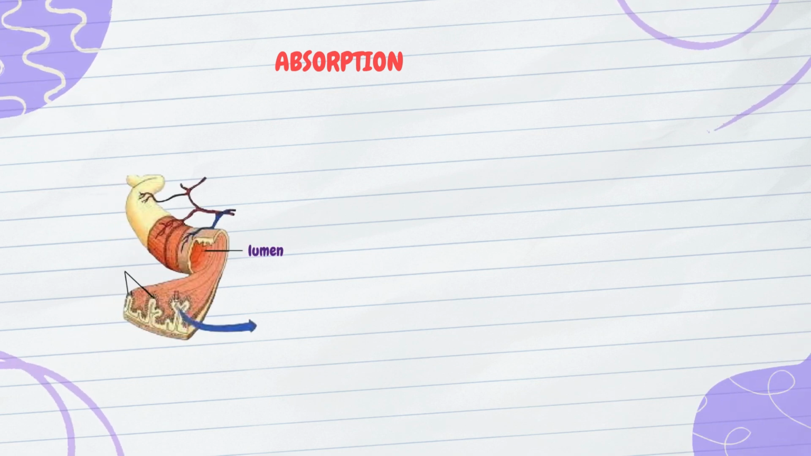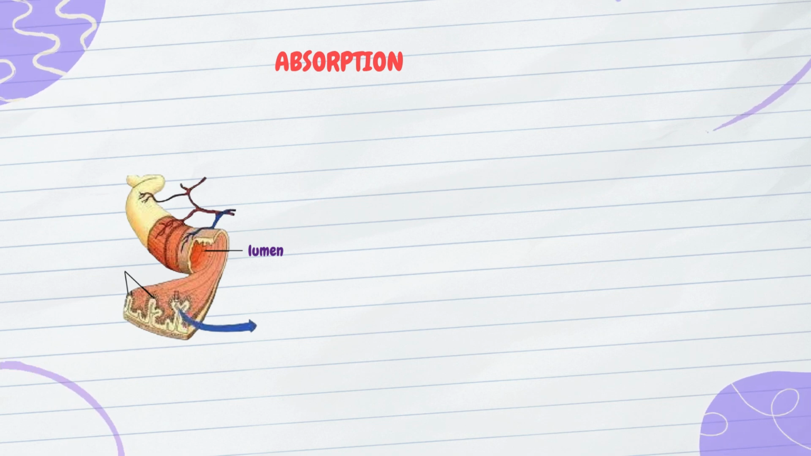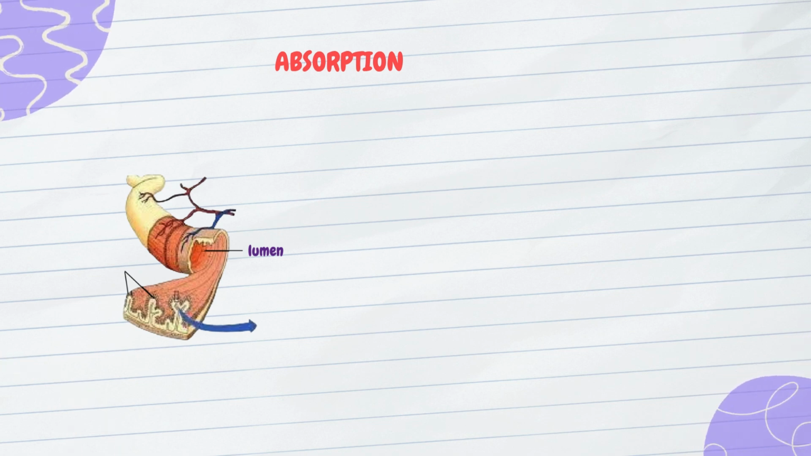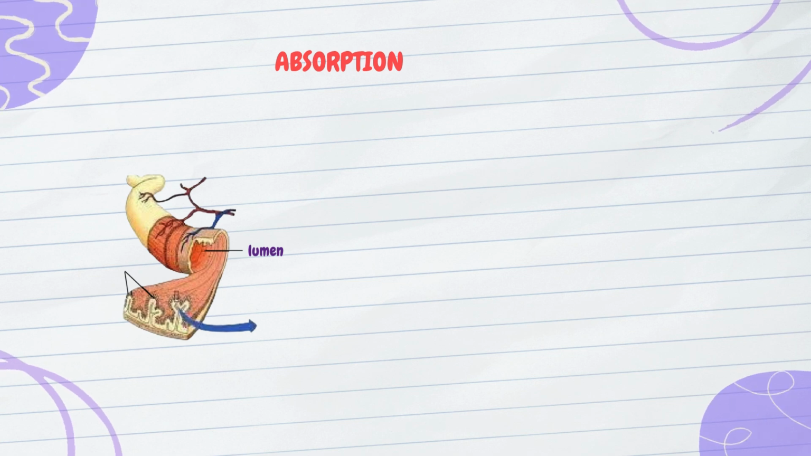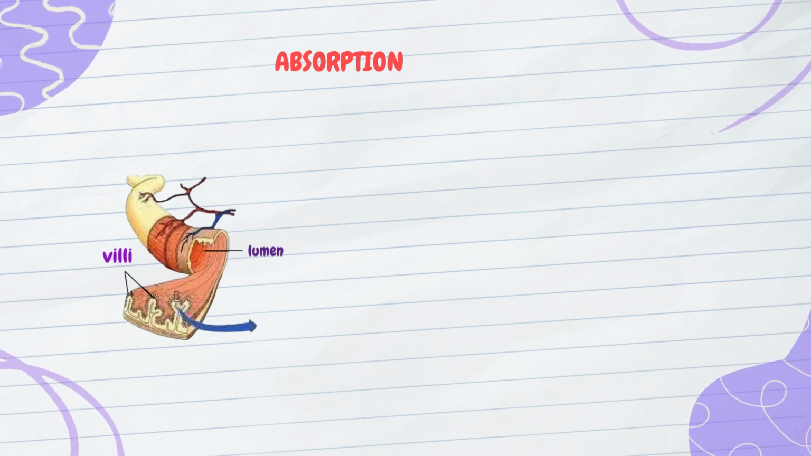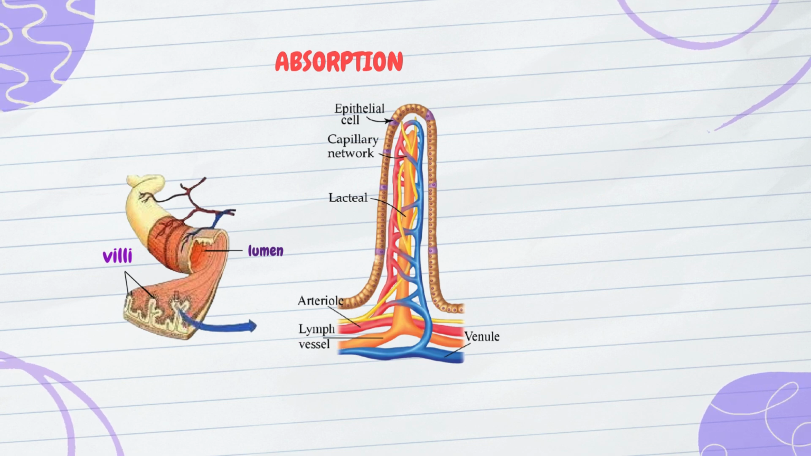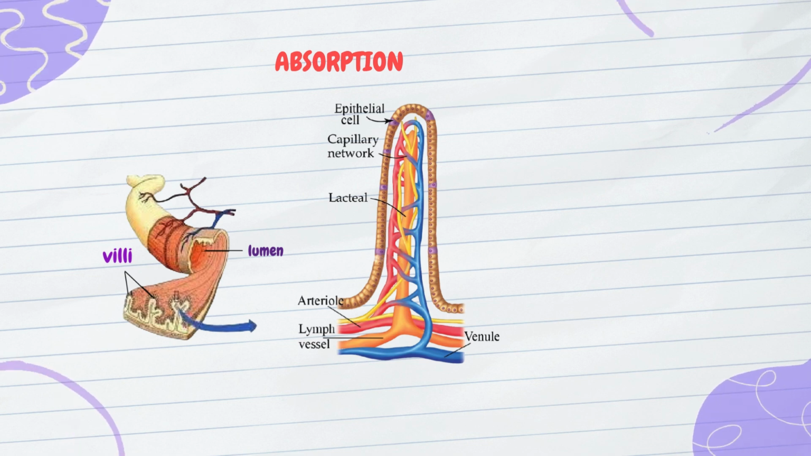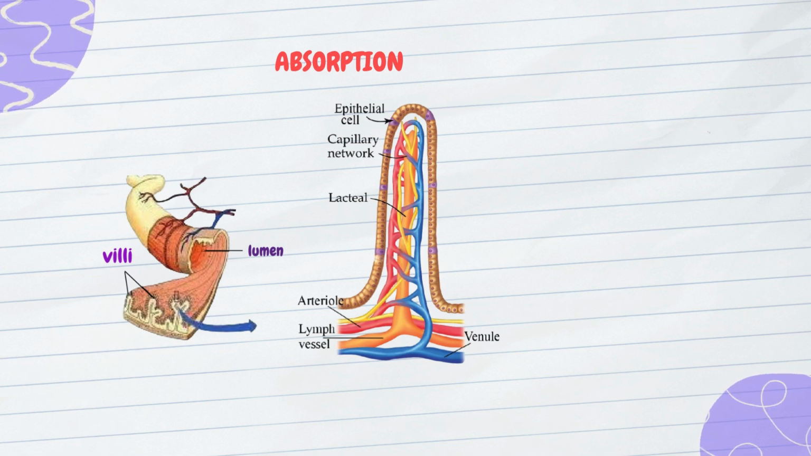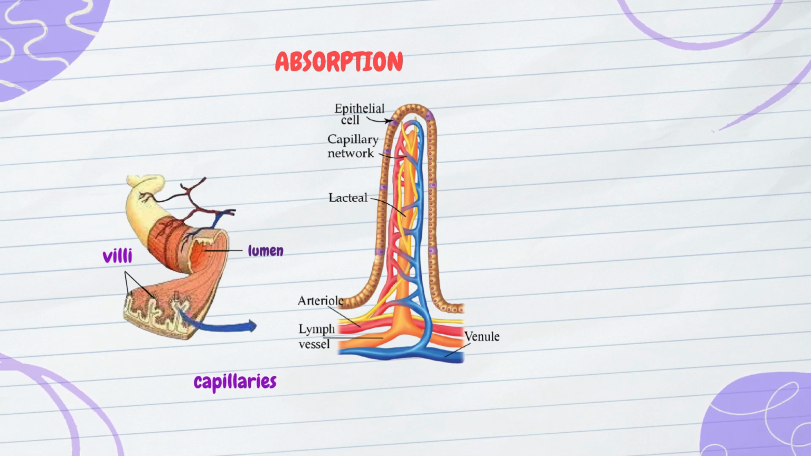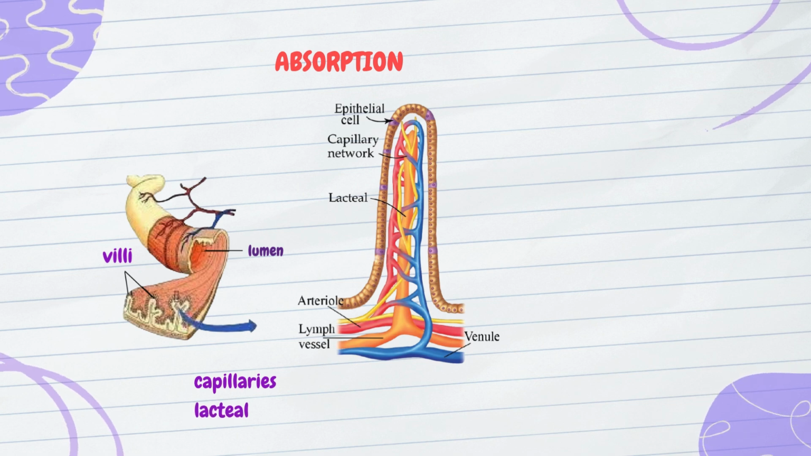The absorption of the digested nutrients occurs in the small intestine, mostly in the jejunum. The inner walls of the intestine are covered by finger-like projections called villi, each villus containing tiny microvilli. This arrangement increases the surface area available for the absorption of nutrients. Each microvillus has a network of capillaries and a lymphatic vessel called lacteal.